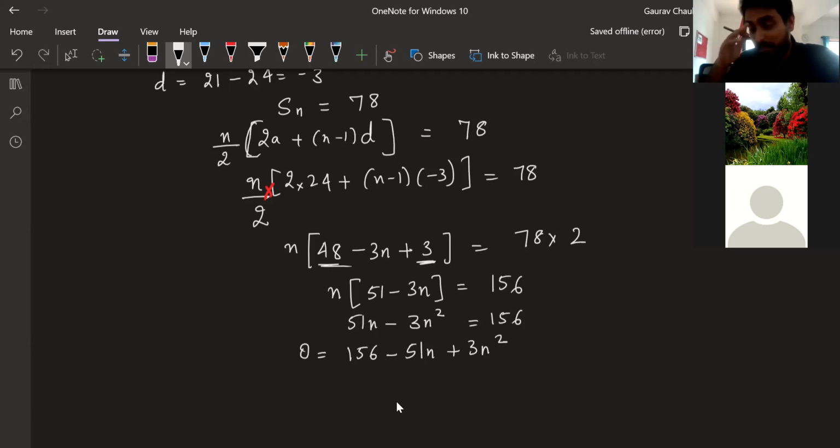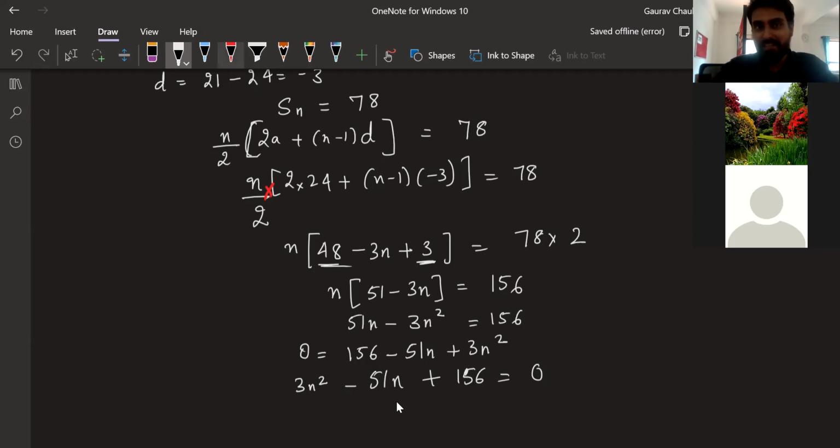Okay, basically I can just invert it right now. So 3n square, I'm writing in decreasing order of coefficients of the power, so that it's standard form, minus 51n plus 156 is equal to 0. This is the quadratic equation which I have right now. Now my mind is going, this quadratic equation has a lot of big numbers. Can I simplify it a little bit?